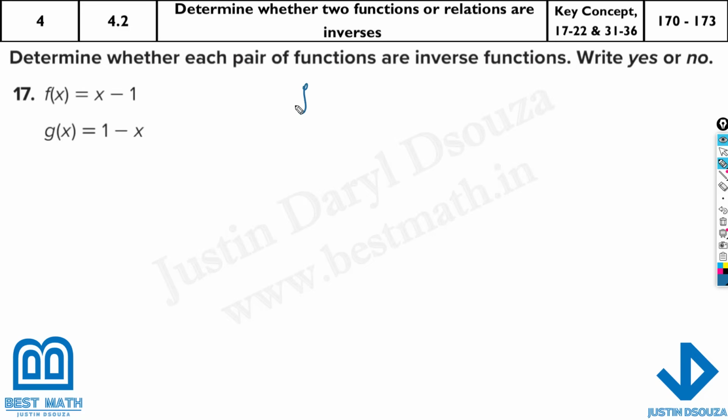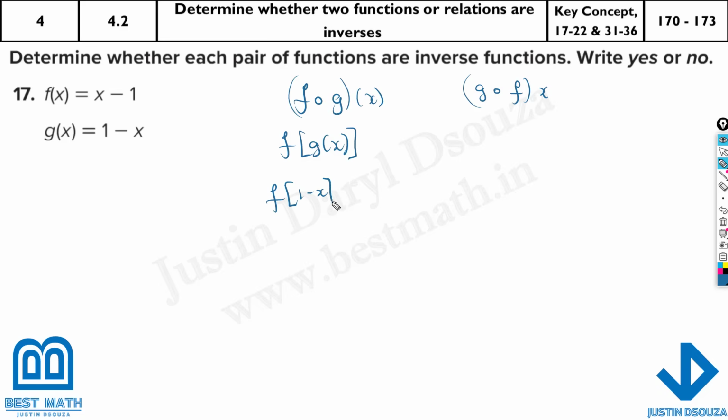First, you need to do f composition of g, and there is also g composition of f. This is very simple. This means f of g of x. What exactly this means is, what is the function g of x? That is 1 minus x. You need to put it inside this function instead of x. So basically that's g of x, right? That is basically f of 1 minus x.